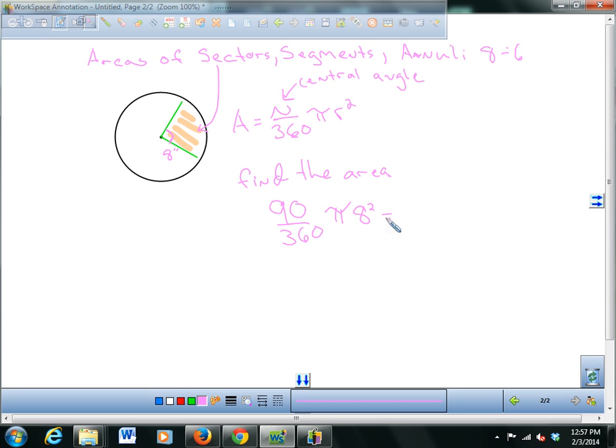So that reduces to 1/4 of pi times 64. And it's better to keep reducing. How many times is 4 going into 64? 16. So exactly, that would be 16 pi. If I plug that into my calculator, that comes out to be about what it comes out to be. So that would be in inches squared. If they say round it to the nearest tenth, you would go 16 times pi, whatever that comes out to be, 50 point something. Okay, that's a sector.